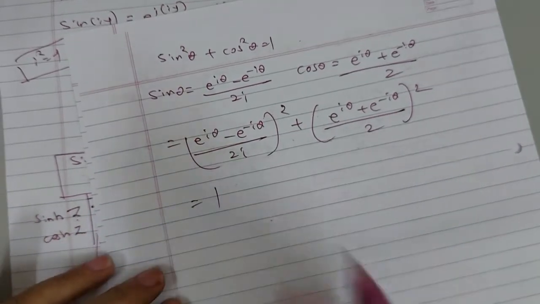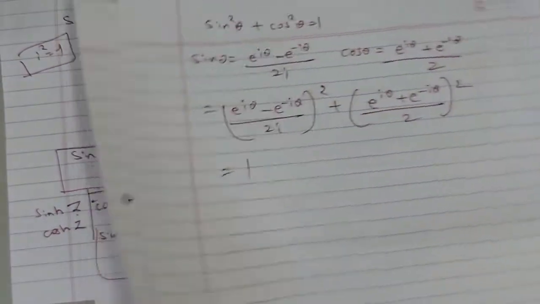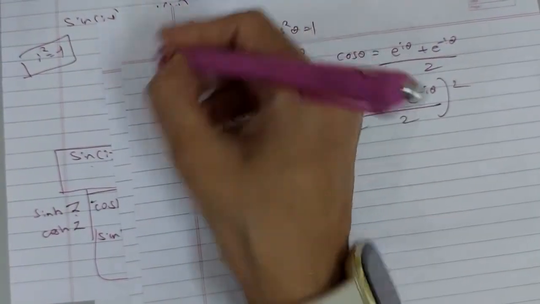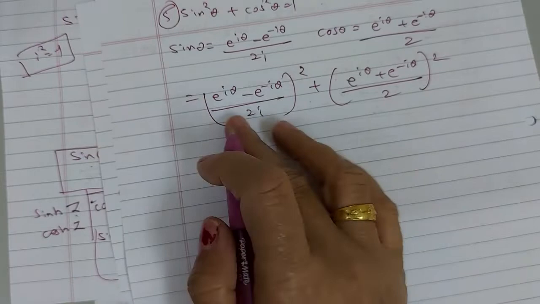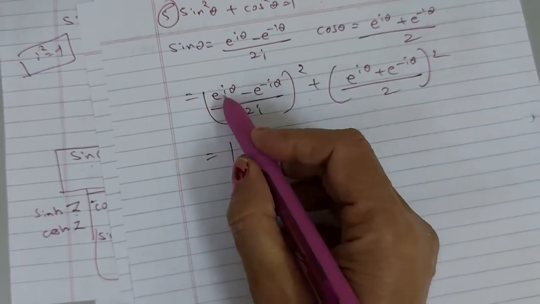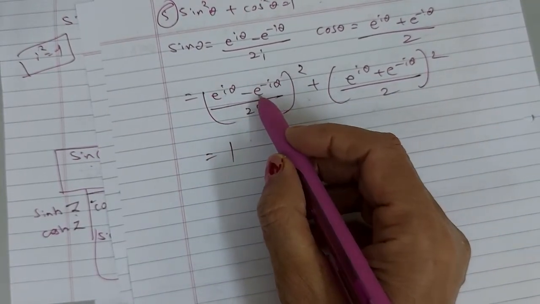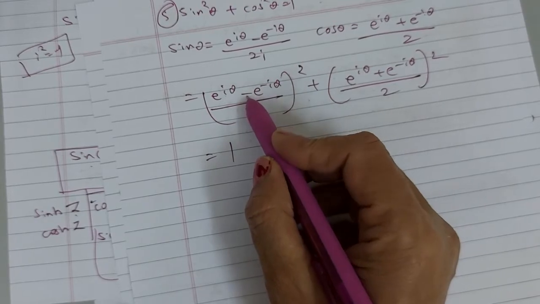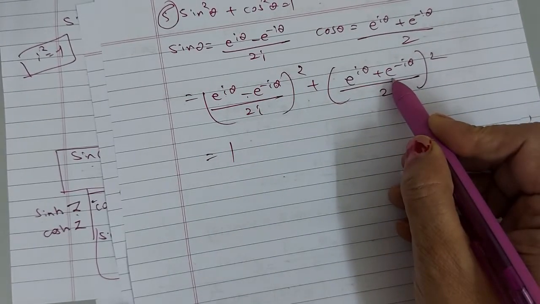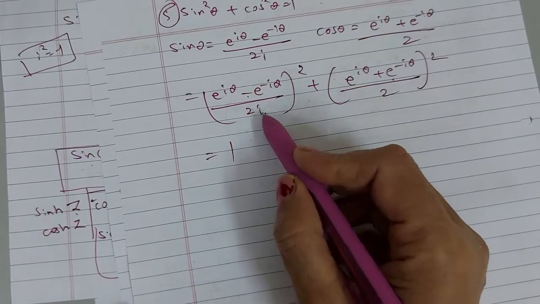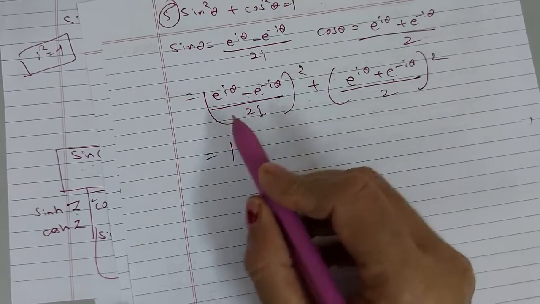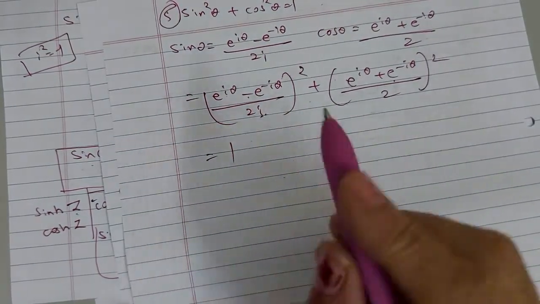Same way, this was my identity number, I think 4. 4 or 5. This was 5. Now even this you will prove: e^(2iθ) minus e^(-2iθ), middle term will be minus, here the middle term will be plus. Okay, don't forget i square will become minus sign. So work on it, you should be getting the answer.